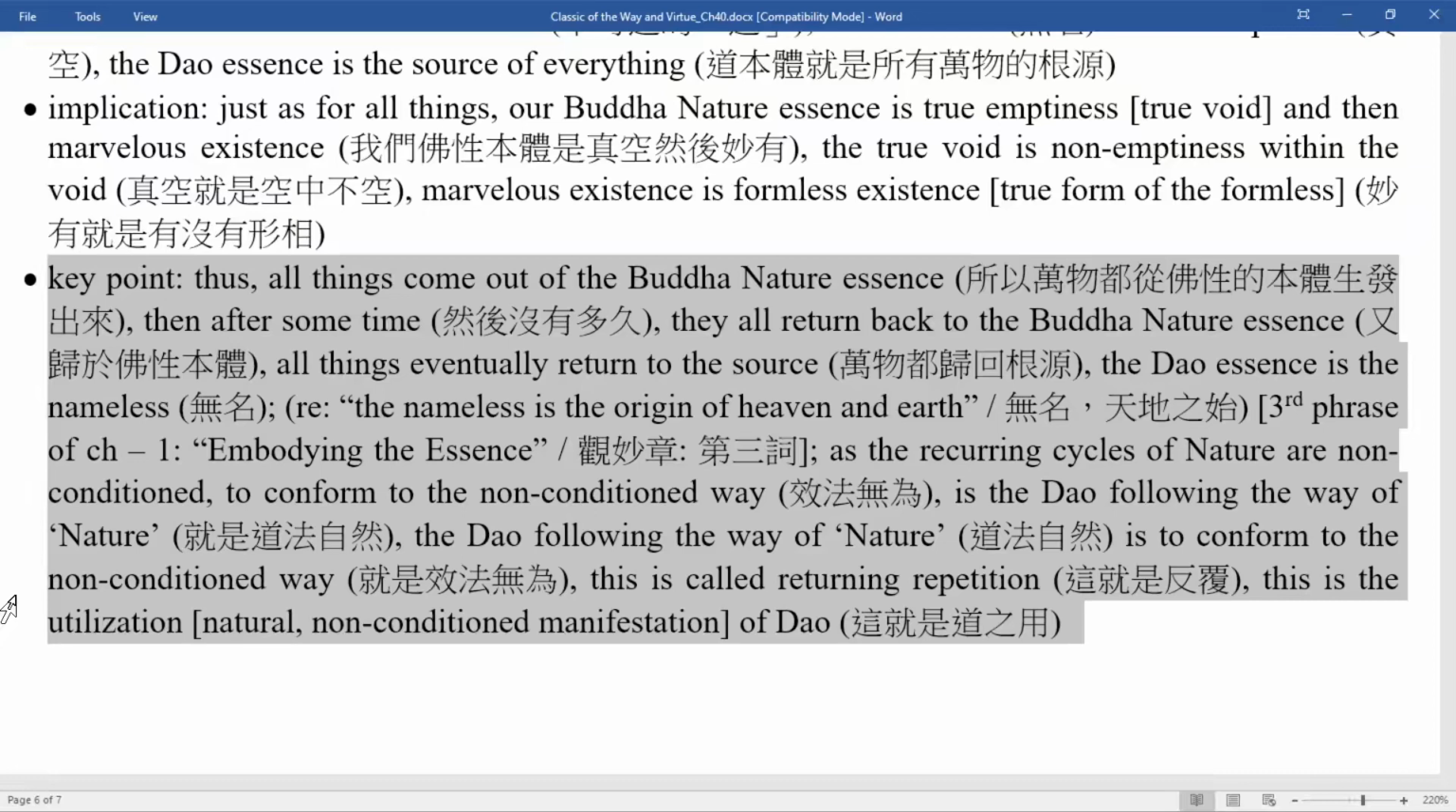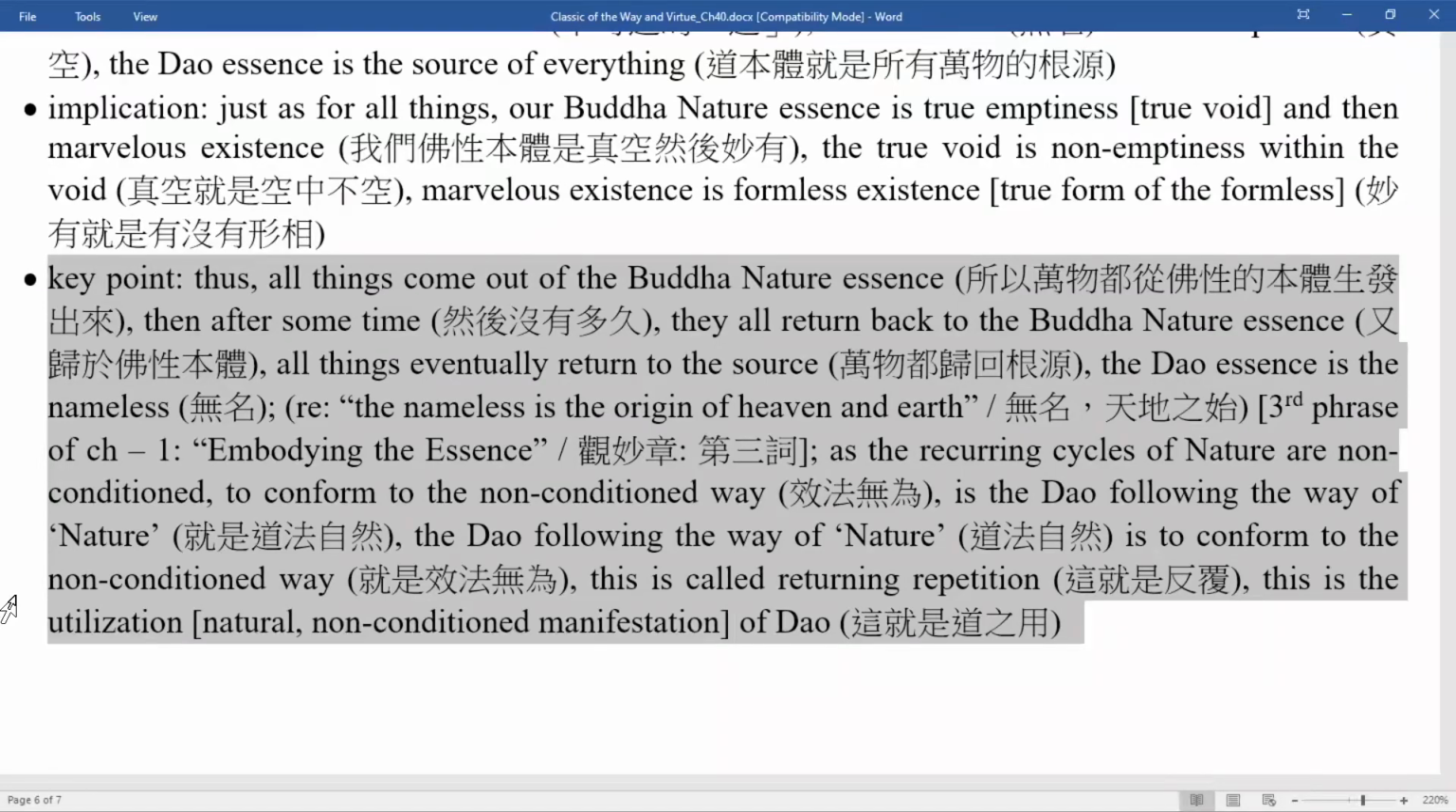Okay, so as the recurring cycles of nature are non-conditioned, to conform to the non-conditioned way is the Tao following the way of nature. That's chapter 25. So the Tao following the way of nature is to conform to the non-conditioned way. That's the Wu way. This is called returning repetition. So this is the utilization, which is the natural, non-conditioned manifestation of Tao.